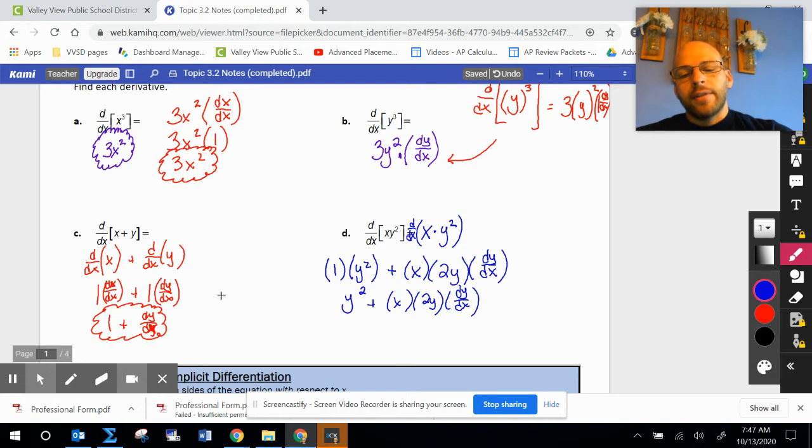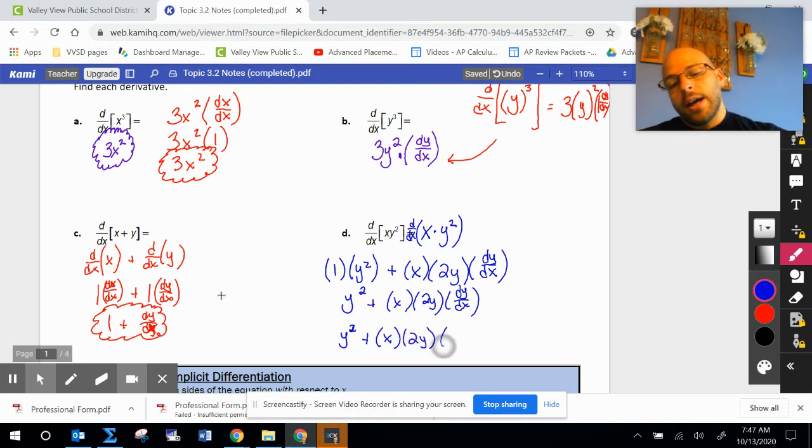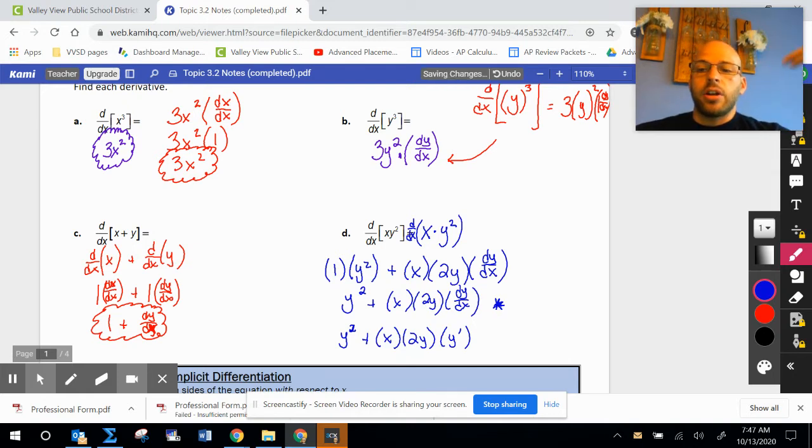Okay, now I have seen some textbooks, just so you can see it. I always like to write things multiple ways. x times 2y times y prime. I've also seen that, if you like. Now, I prefer the dy dx because it's very detailed on, I'm taking the derivative of y with respect to x. It shows both. Y prime doesn't really show me that, but that is also an acceptable answer.